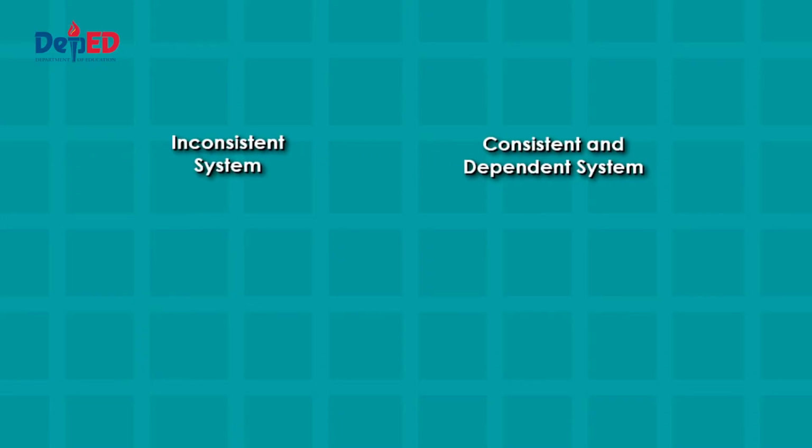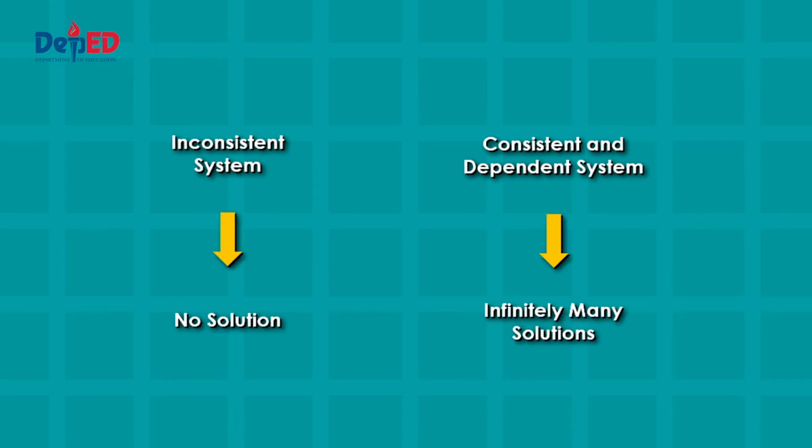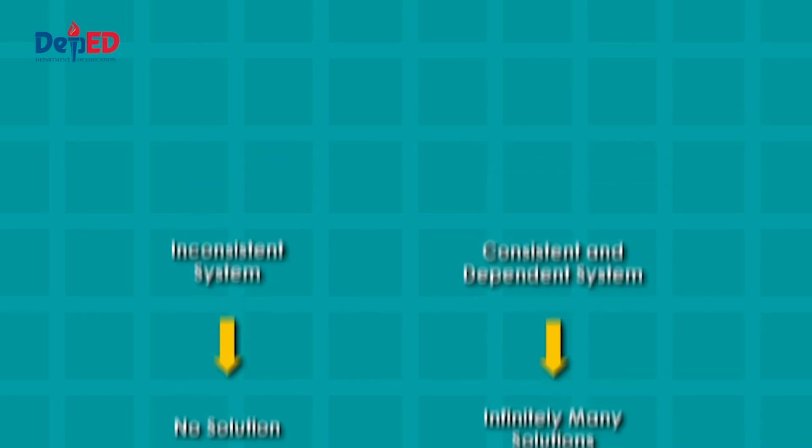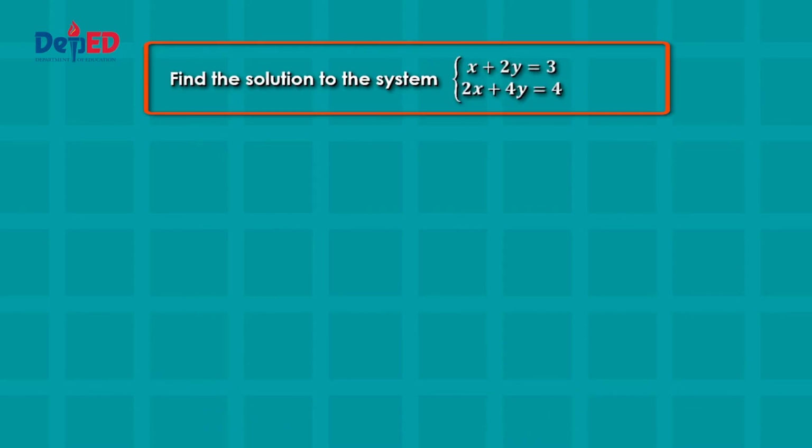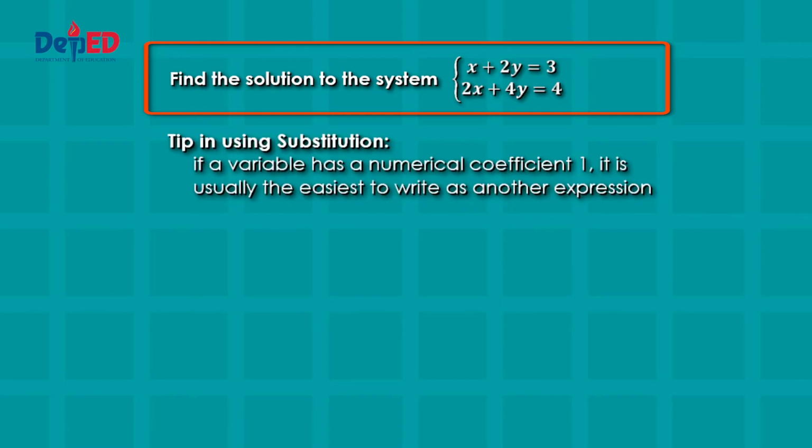There are times that the system is inconsistent or consistent and dependent. It means that it may have no solution or has infinitely many solutions respectively. So consider this system. x plus 2y equals 3 and 2x plus 4y equals 4. Here's a tip in using substitution. If a variable has a numerical coefficient 1, it is usually the easiest to write as another expression.